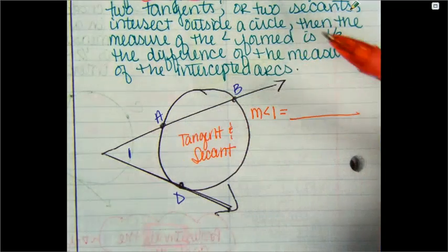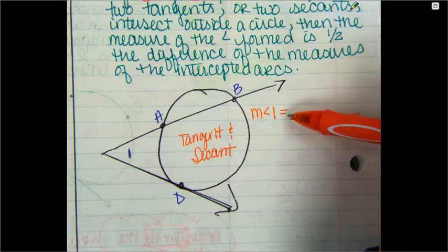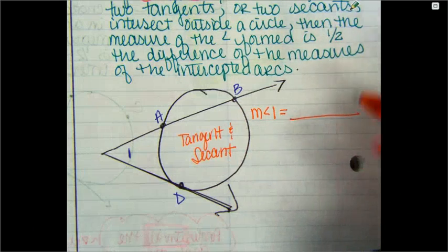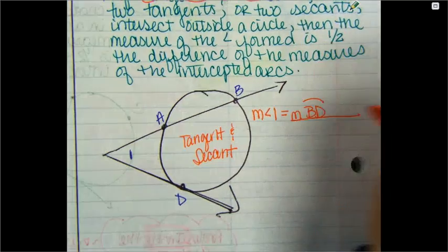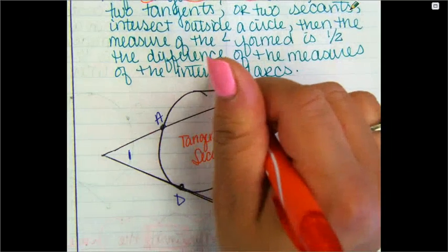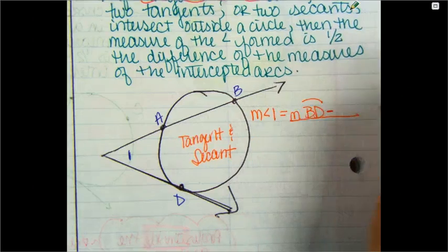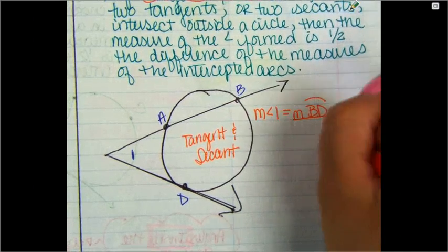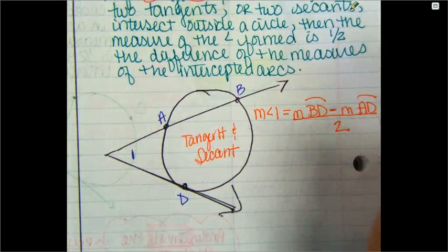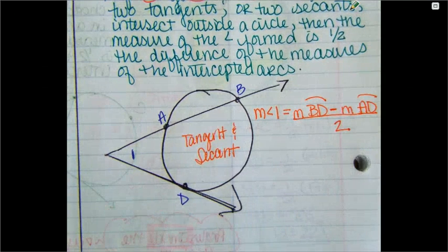Okay? So the measure of angle 1 equals, what's the big arc? The measure of arc what? BD. Difference means what? Subtracting. What are we subtracting? Measure of arc AD divided by 2. So does it look very similar to the other side? Yeah. The difference with the other side, you were adding, but you were inside. Now you're outside, so you're subtracting. Okay?